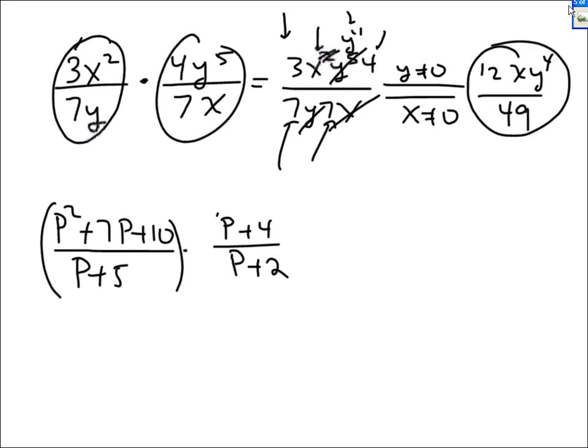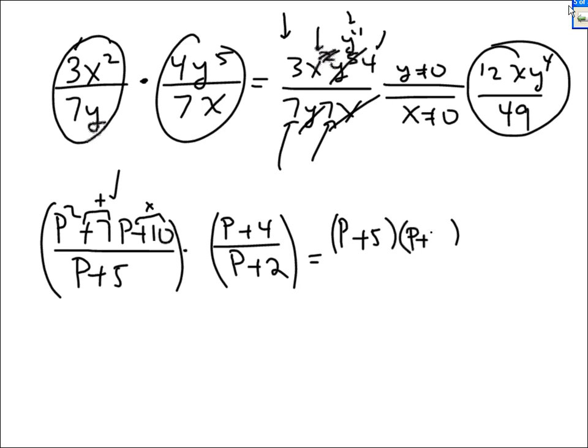We're asked to multiply these two fractions. First thing you should do is factor each of them. When you factor the numerator, since it's p squared and not 3p squared, we play the p followed by number game times p followed by number game. Find two numbers that multiply out to the constant and add up to the number in front of p. The answer is 5 and 2. 5 and 2 multiply out to 10, add up to 7.